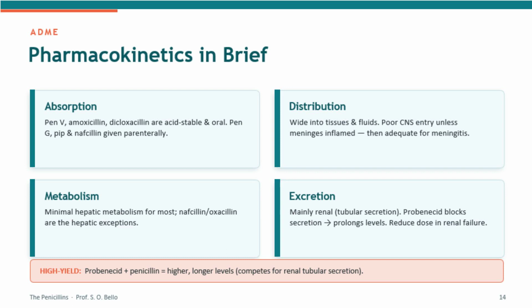Excretion. This is the big one. Most are cleared by the kidney, largely by active tubular secretion, so you must reduce the dose in renal failure. And the classic exam pearl: probenecid competes for that same tubular secretion, so co-administering it raises and prolongs penicillin levels. Remember probenecid as the drug that makes penicillin hang around longer.